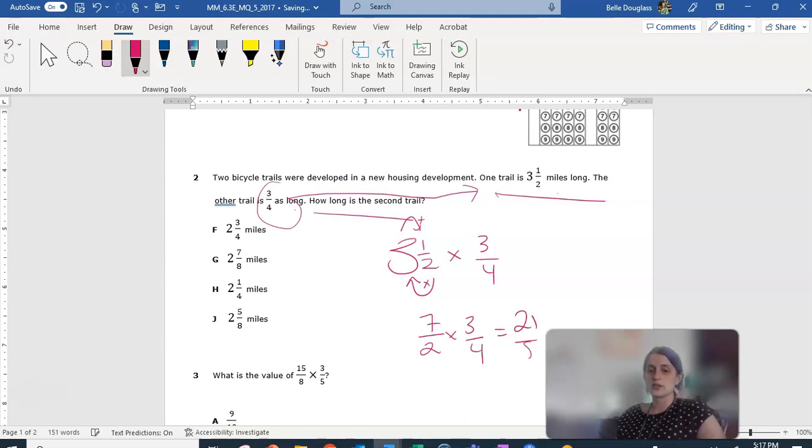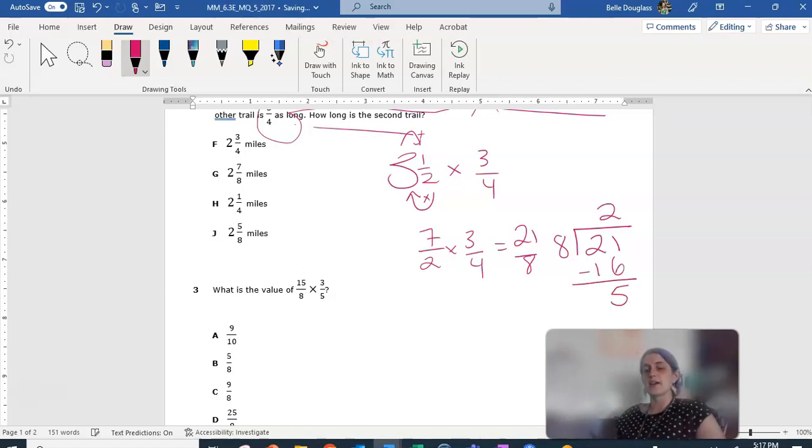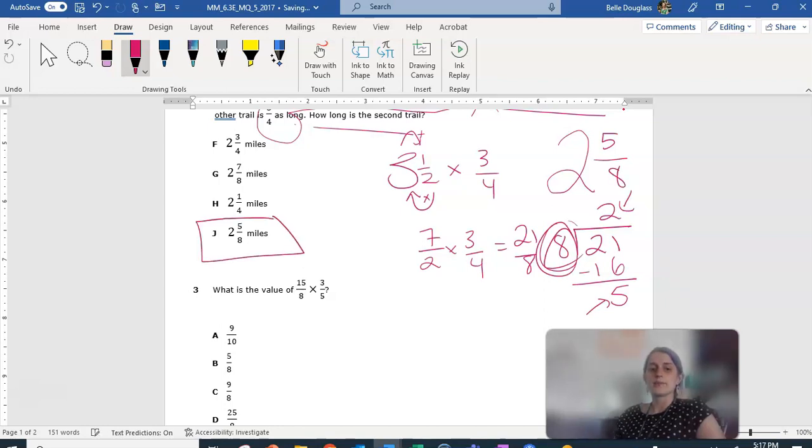That gives me 21/8. Okay, now I'm going to change that into a mixed number again by dividing. Numerator in, denominator out. 8 goes into 21, 8, 16, 24, too big, 2 times. 16, with a remainder of 5. So our answer is 2 wholes, that comes from this 2. 5 parts, that comes from this, out of 8. So our answer is J.